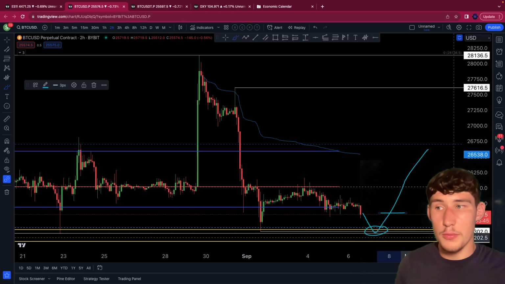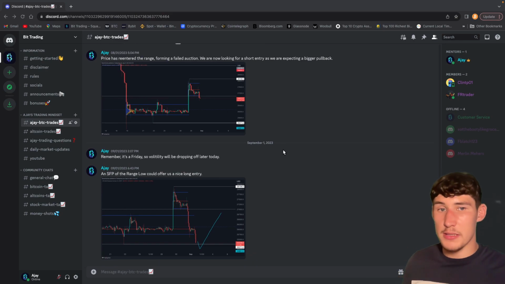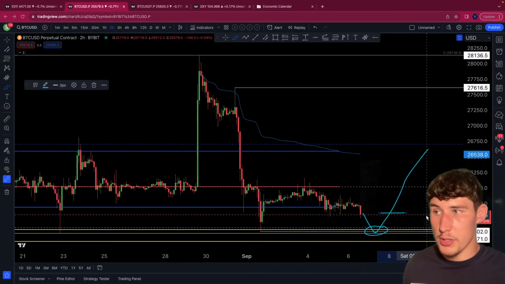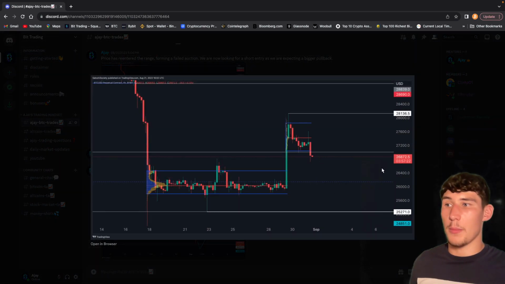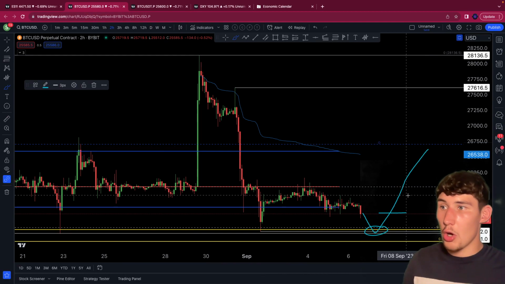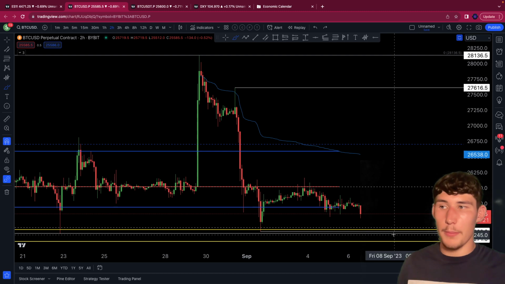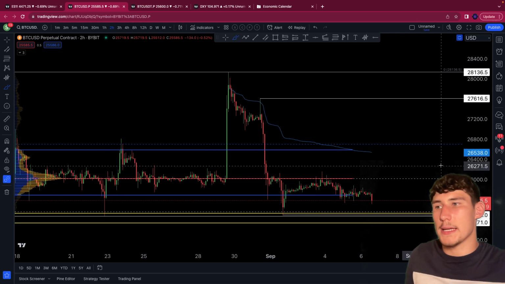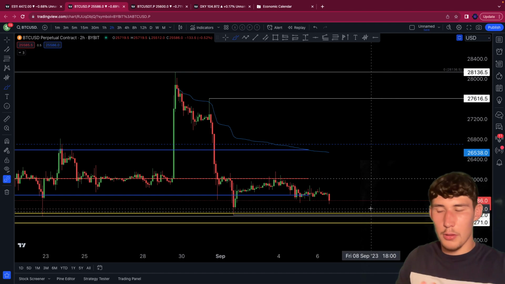Of course, the members on the Visionary Discord will be the first people to know about it, and will know if I am in a long position or not. Like I told them here, we're looking for a short entry because we're expecting a bigger pullback. It's exactly what happened. So, what are we looking for? We're looking for that possible long position, but remember that could get invalidated. We may not get that long position, and that is completely fine.